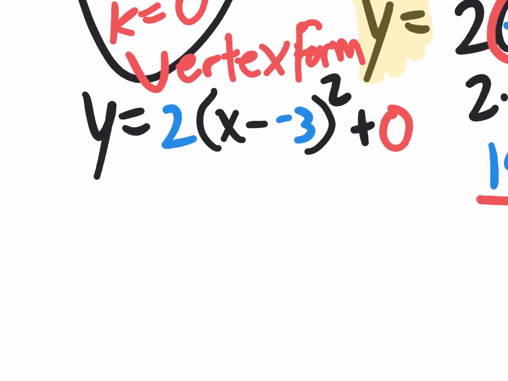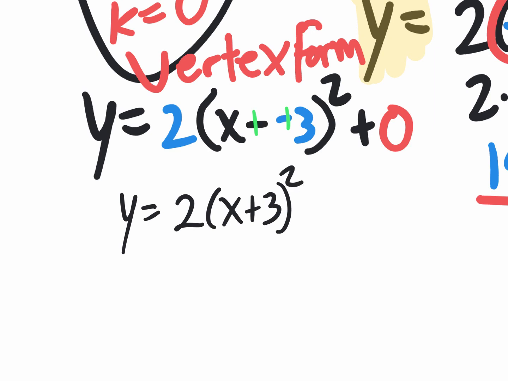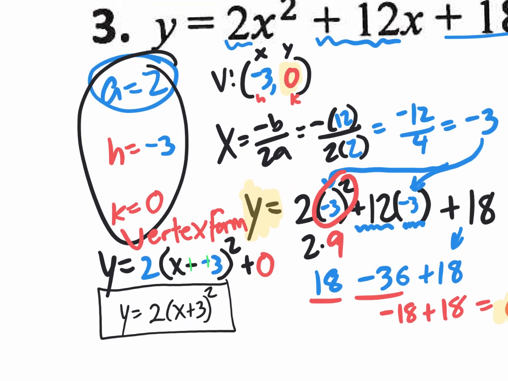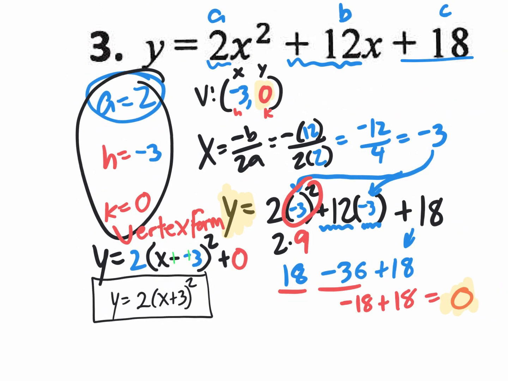Let's clean it up. Anytime you have a minus minus, change it to plus plus. What do we have? We have Y equals 2 parentheses X plus 3 squared plus 0, which the plus 0 is not really necessary. If you want to put it, go ahead. You don't have to put it though. This is your nicest looking vertex form equation. So we did what they asked for. We took that standard form and we changed it to vertex form.